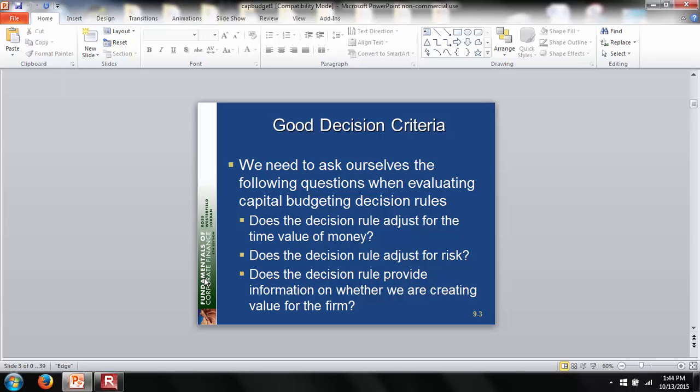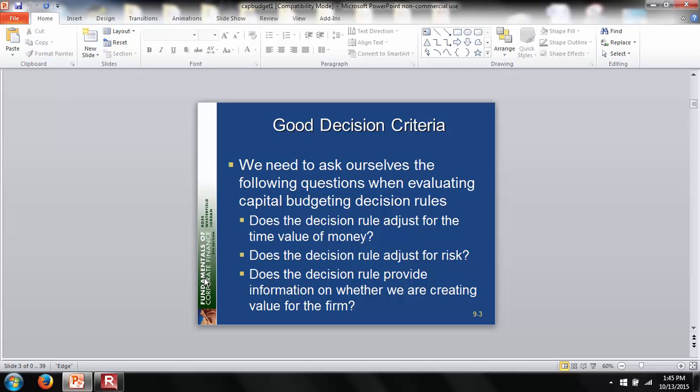Does the decision rule adjust for risk? The discounted payback does use that. The net present value does use that. The regular payback does not use that. Does the decision rule provide information on whether we are creating value for the firm? So clearly the net present value does that.